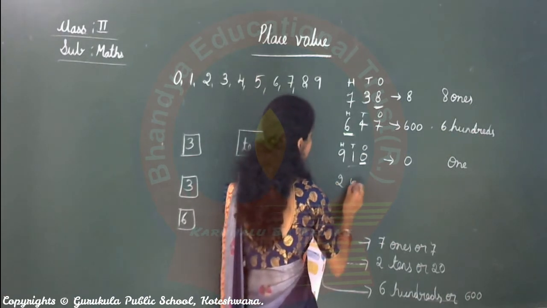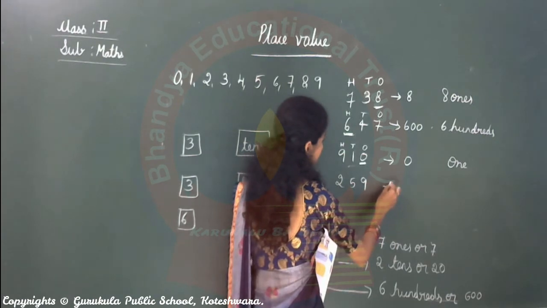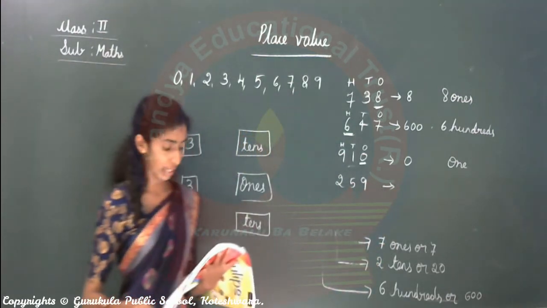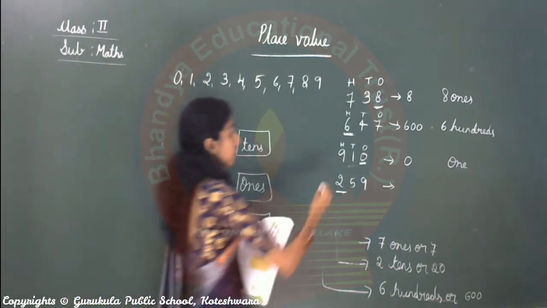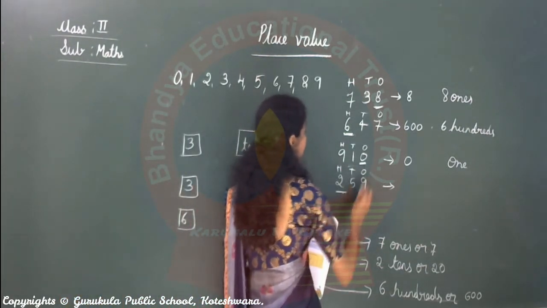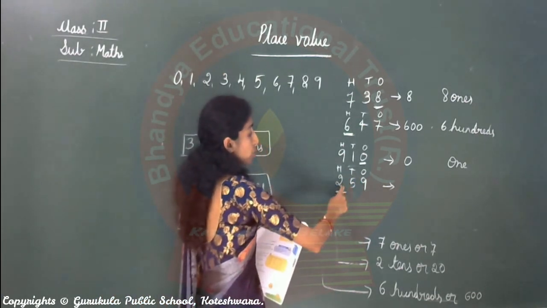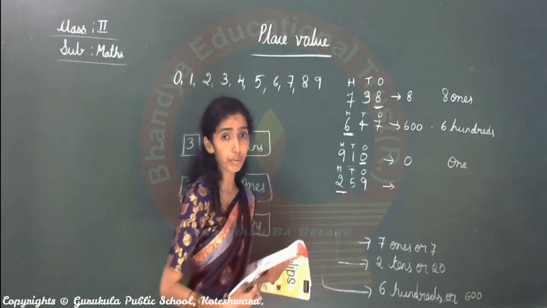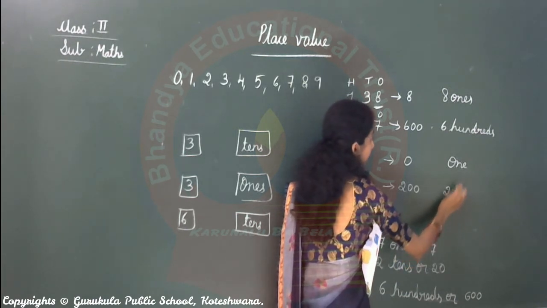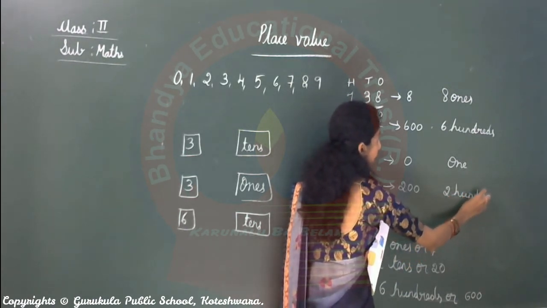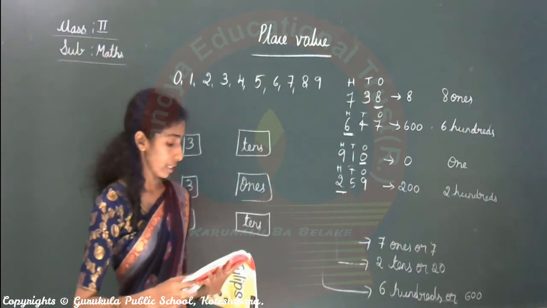Next, 259. Here, 2 they are telling. What is the place value of 2 in 259? Here, 9 is ones, 5 is tens, 2 is hundreds. What is the place value of 2? Yes, 200. Or you can write it in words also, 200.